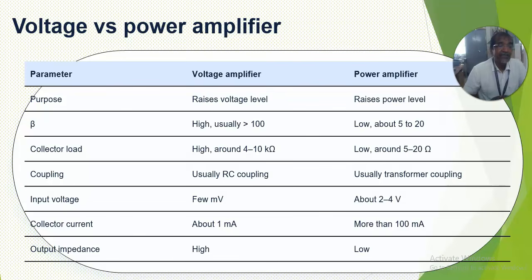Input voltage is a few millivolt in the voltage amplifier, but here it is around 2 to 4 millivolt. The collector current is about 1 milliampere, but in the power amplifier it is more than 100 milliampere. Output impedance is very high in the voltage amplifier, so the current is reduced. Here the output impedance is very low, so because of that the current is high.